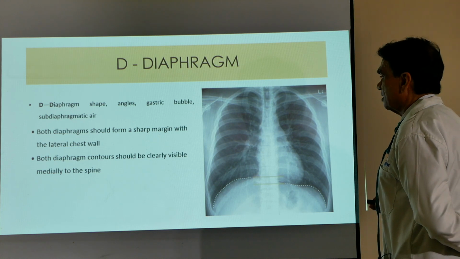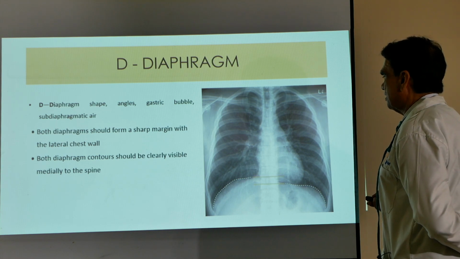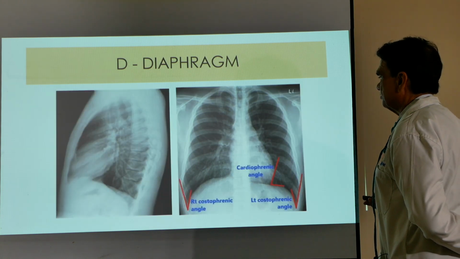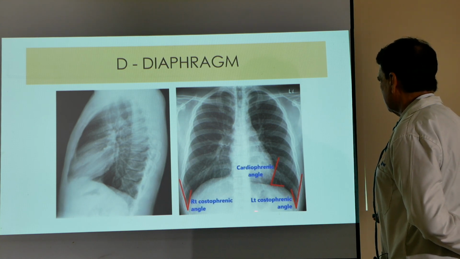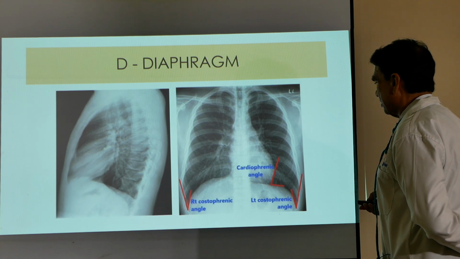subdiaphragmatic air. Both diaphragms should form a sharp margin with the lateral chest wall, and both diaphragm contours should be clearly visible medially to the spine. This is the cardiophrenic angle, this is left costophrenic angle, and this is right costophrenic angle.